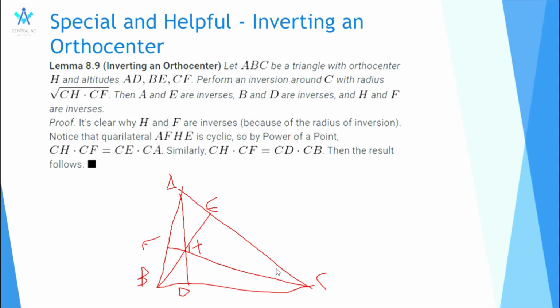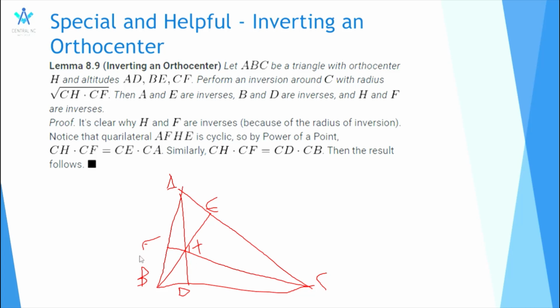CF. So first, let's show that H and F are inverses. Well, this is pretty obvious, right? CH prime times CH is CH times CF. So CH prime equals CF. And so it's either H prime is over here or it's F here. But that only applies to negative inversion. Don't worry about that right now. It should be trivial to notice that H prime is F.